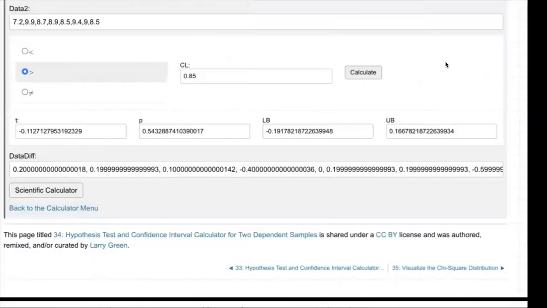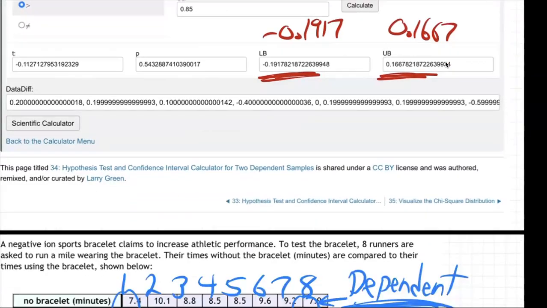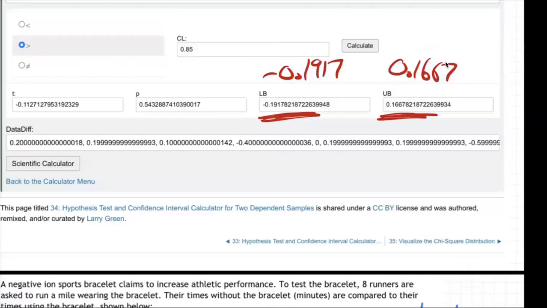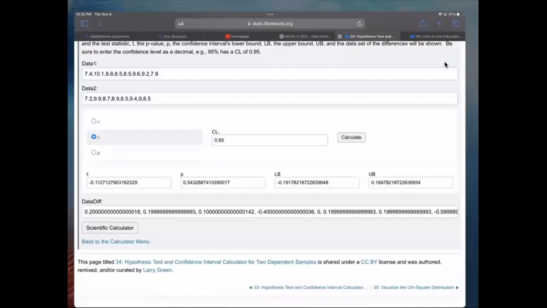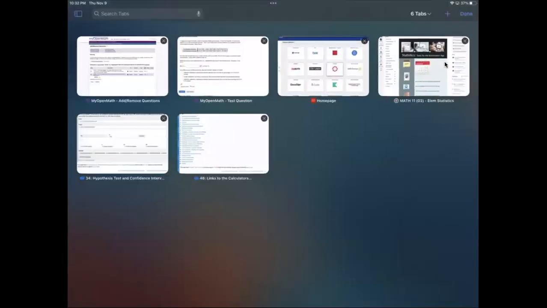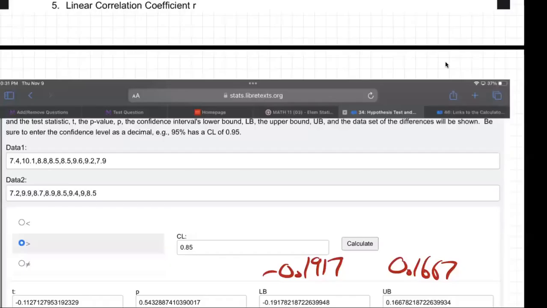Okay. Yeah, so our answers are right here. Lower bound, upper bound: negative 0.1917 and 0.1667. That's our confidence interval right there, those two numbers. So negative 0.19 and 0.1667. Is that the answer we saw before? Double check. Yep, so that's the same answer. Good. All right, so back to it.